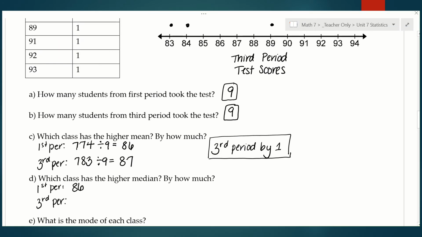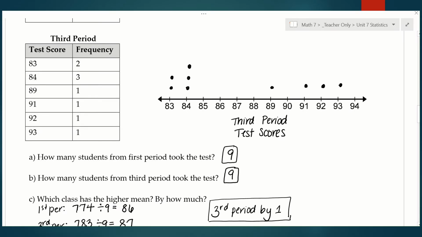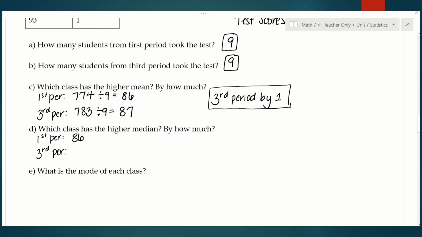Okay, so we're going to do the same thing for period 3. We need to find the median test score. So we're going to cross off from the ends here. And I am getting 84 for my median of period 3. Okay, so which class has the higher median? First period. And by how much? By 2.